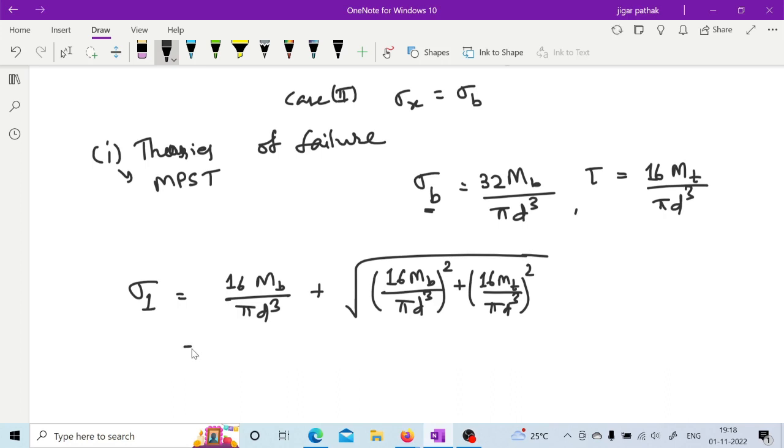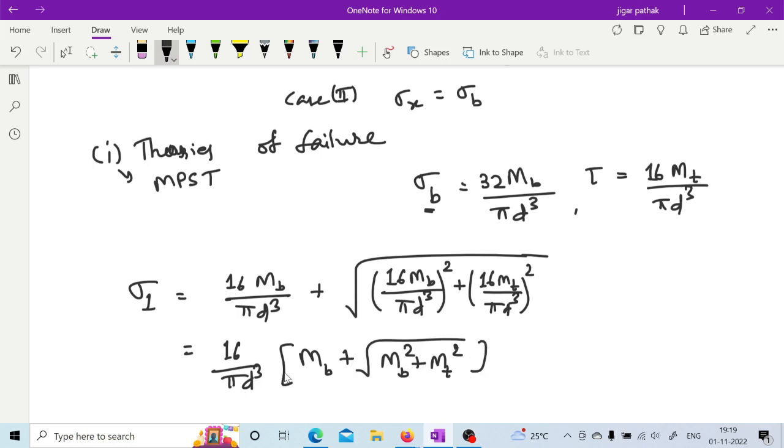So once you are done with this, you can further simplify that 16 by pi d cube, then it is Mb plus under root of Mb square plus Mt square, right? So this is how you are having this maximum normal stress, the maximum principal stress acting, right? So this is your equivalent moment, equivalent bending moment, you can say. So this sigma 1 is equal to 16 upon pi d cube in bracket Mb plus under root Mb square plus Mt square.